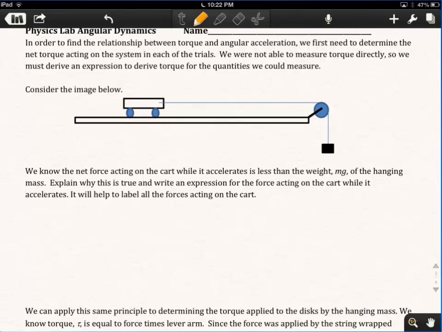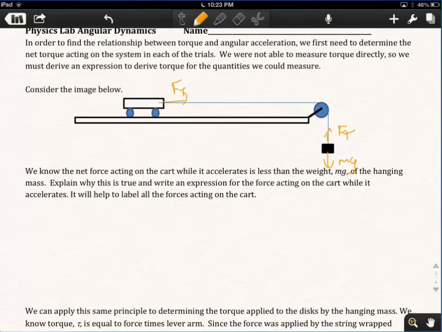Now let's start with a case we're more familiar with. If you think about this, there are actually several forces that act on this system. There's the weight of that falling mass, little mg. Then there's the tension in the string over here, Ft, and that tension is way over here, which is also Ft. But we're going to ignore friction for now. So those are the only forces acting on that cart. Now it says we want to derive an expression for the net force acting on the cart.